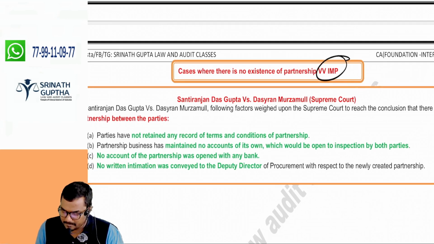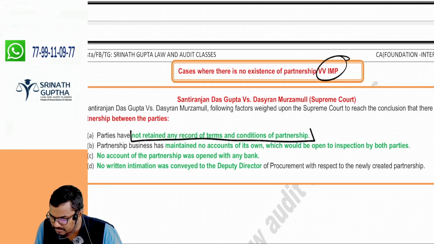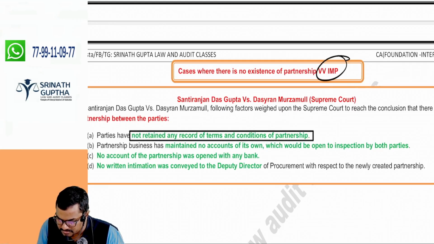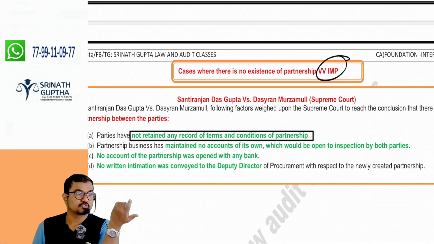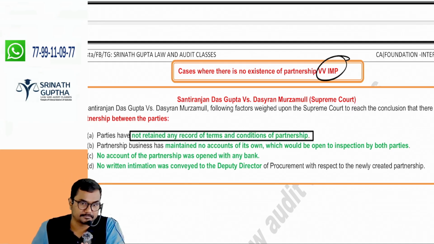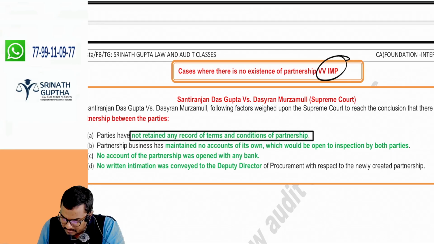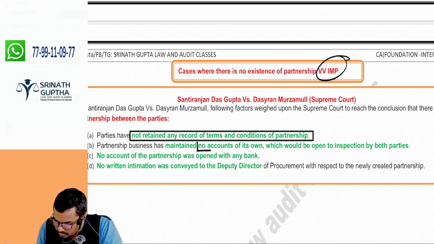For example, parties who do not maintain a record of terms and conditions. So there is no oral agreement and no written agreement; it is not a partnership. They don't maintain any terms and conditions. And the business has maintained no accounts of its own; they don't maintain books of accounts.